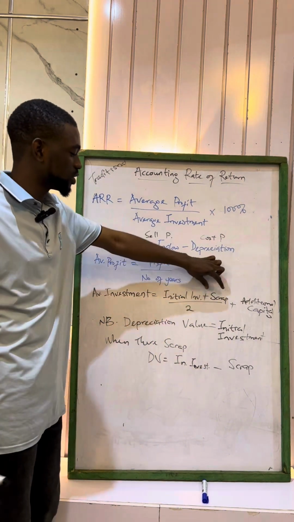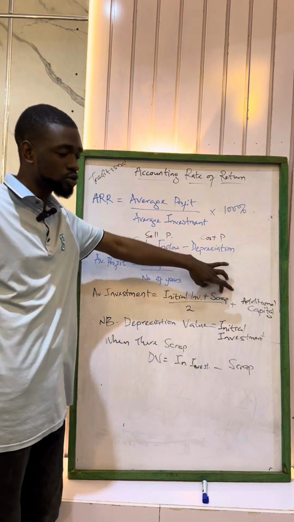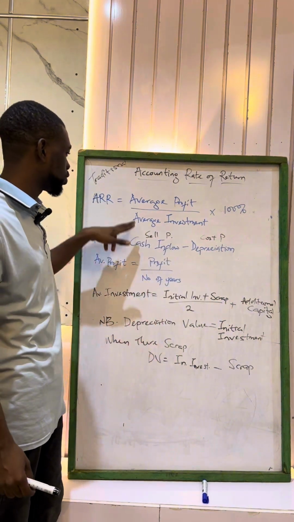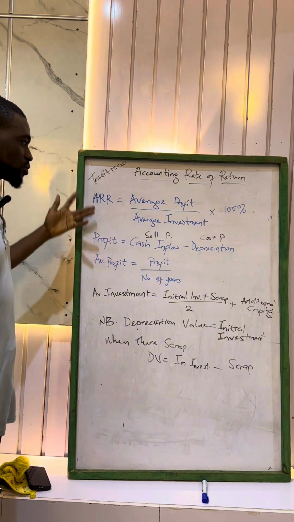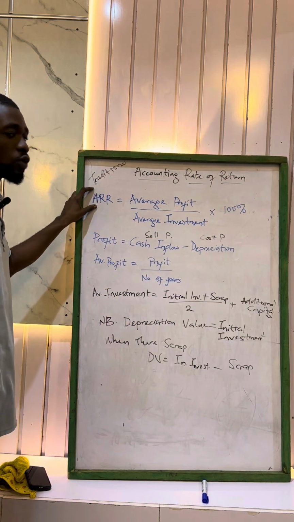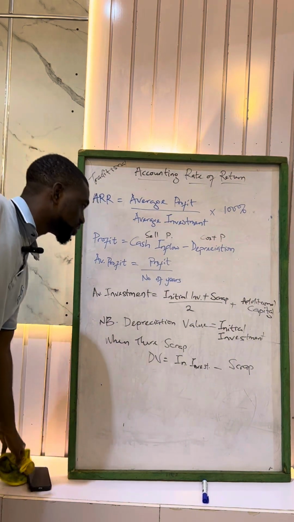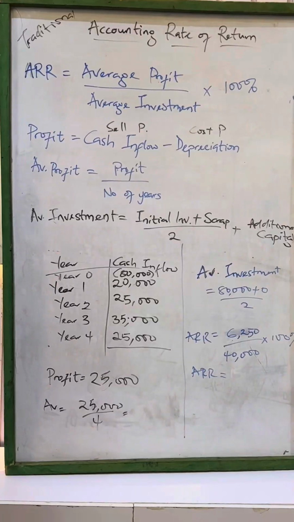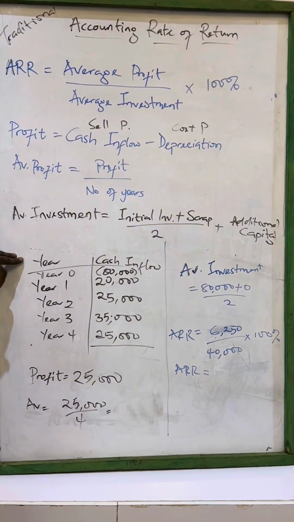So you don't say because you've neglected this you should ignore the parts and use it. So it's going to be this plus 0 over 2. So that's for your average investment. So when you get this and this divide, you can get your accounting rate of return. So let's take an example on this. Alright, so let's consider this example on the accounting rate of return.